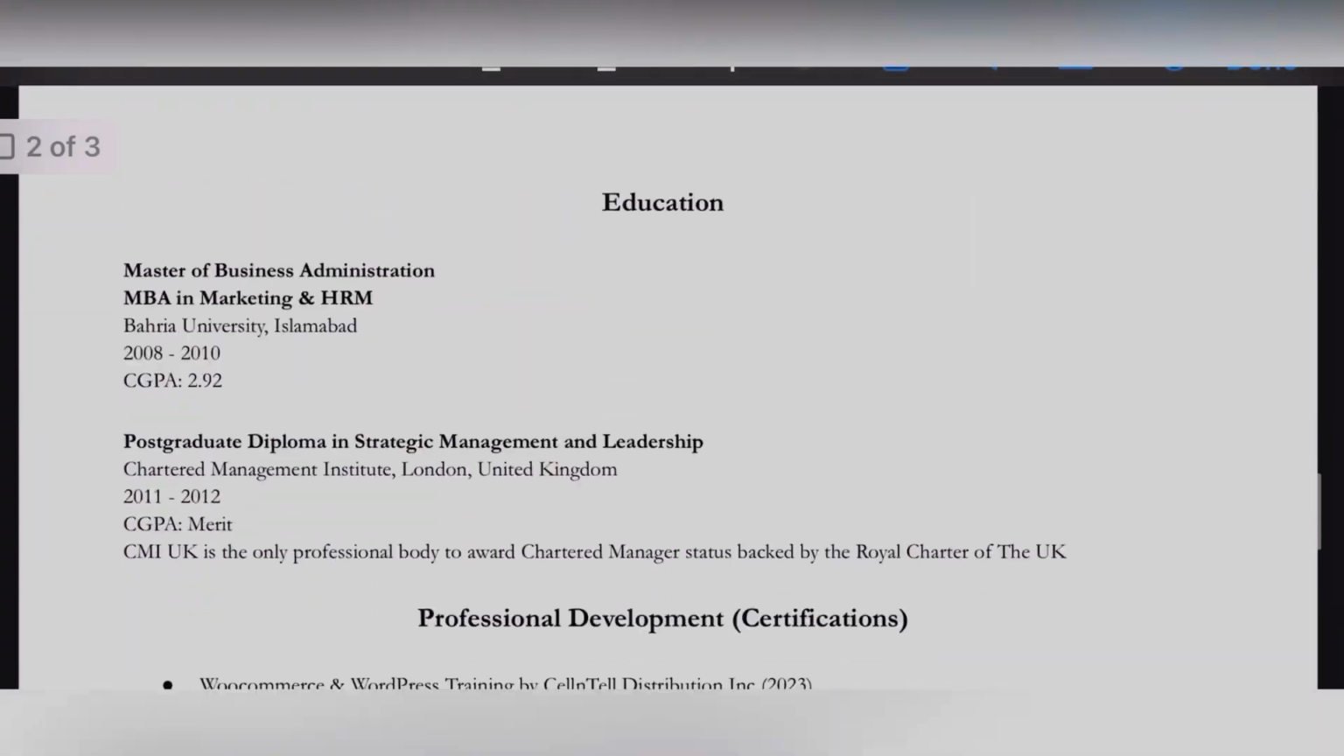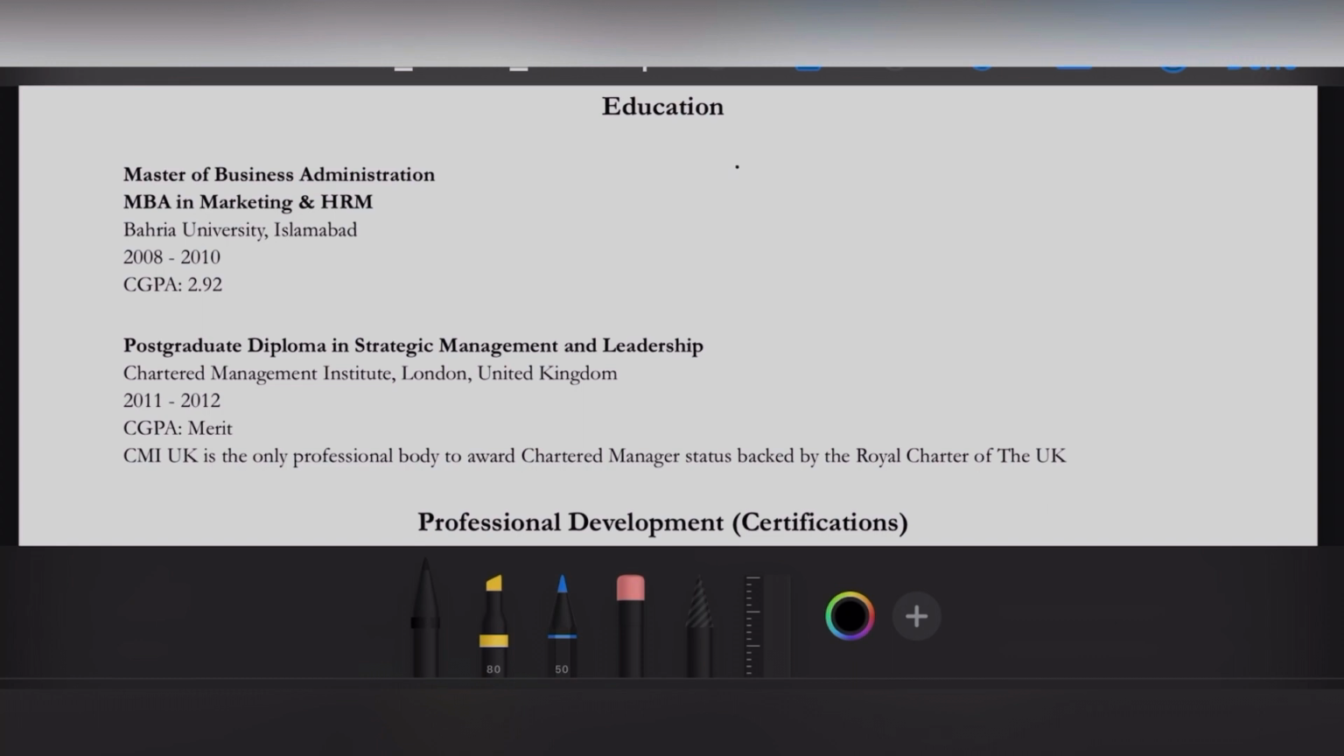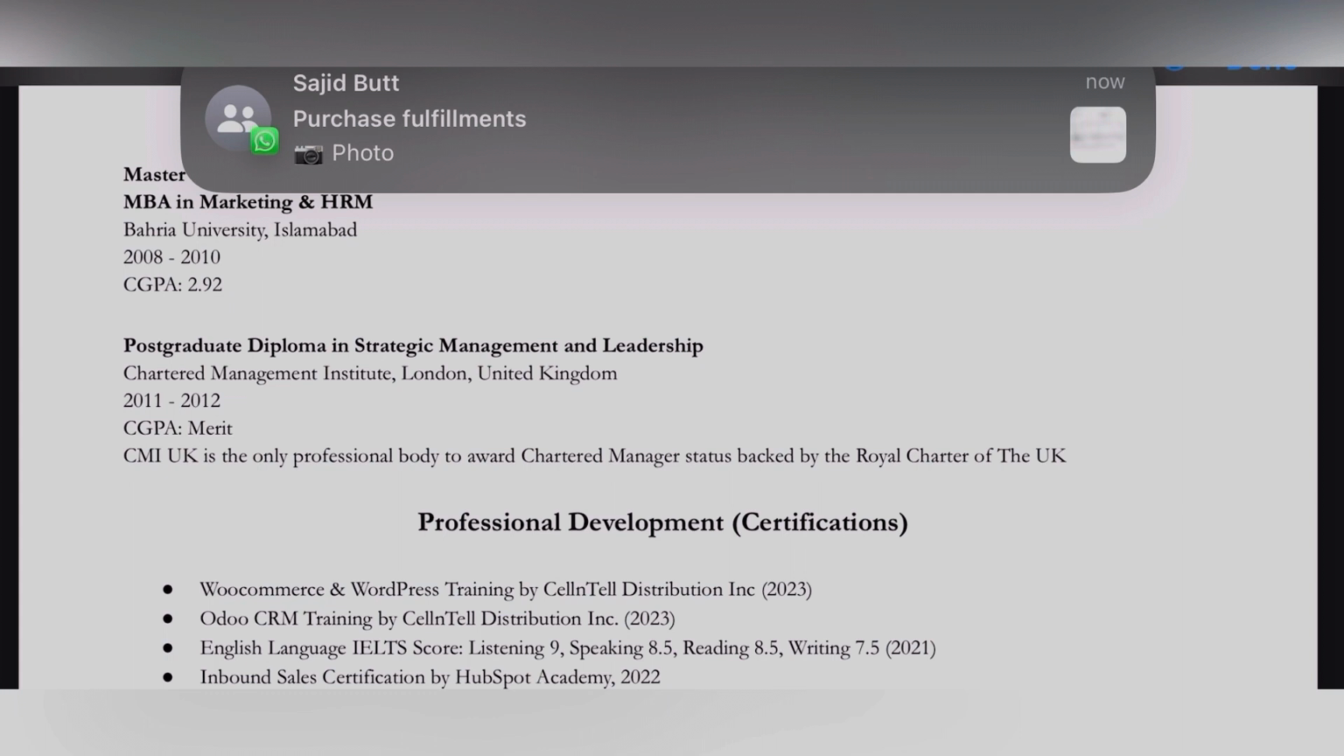Okay, then if you talk about the third page and the last page of my resume, this is education. So for education, I have obviously a bachelor's of commerce as well, but I did not write that. I only wrote two highest qualifications. One is Masters of Business Administration (MBA), and second is a postgraduate diploma from London. So I did not write my BCom. I did not write my intermediate or any other, right?